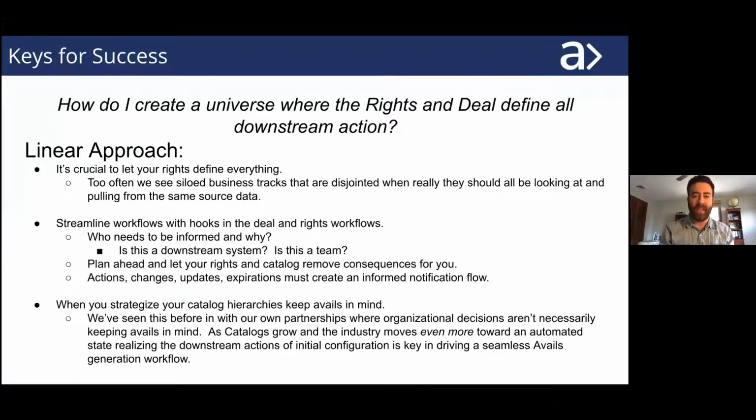From a data set perspective, our recommendation is always to let your deals and rights define everything. Once you have those data points, you can send the stream downward and everyone should have that source data. We want to make sure people are pulling from the same source data. So as you structure out your workflows, source data is absolutely the key. I say the term source of truth probably 10 times a day. When we look at workflows based on that, with hooks in the deal and rights workflows, the question is who needs to be informed and why. It could be a system. It could be a set of systems. Is this a team that has a system?